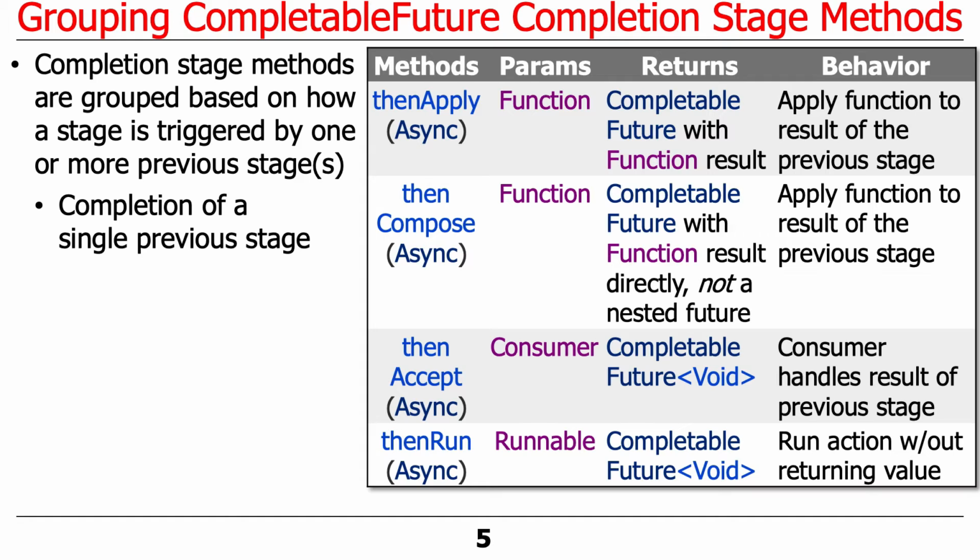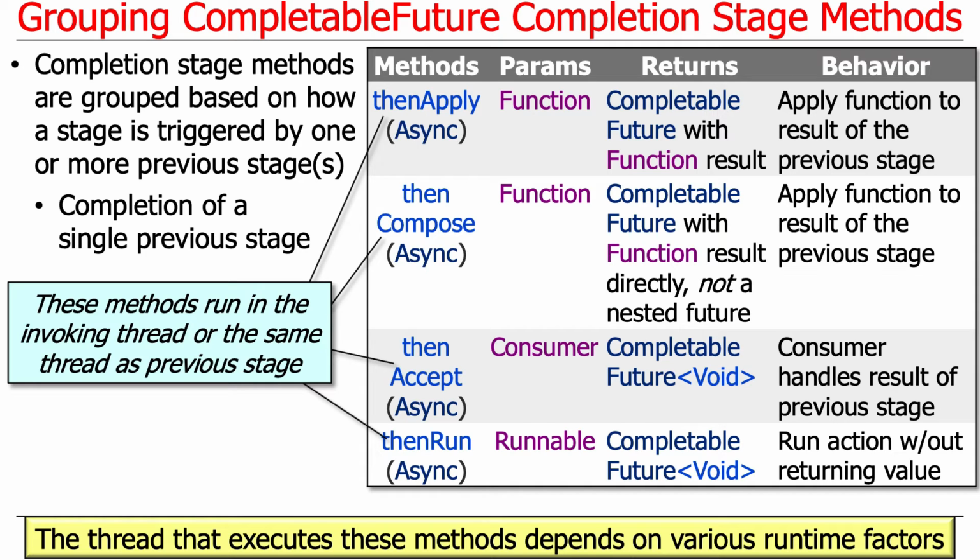I want to focus on the big picture view right now without getting caught up in the nitty-gritty of the details. The big picture view is there's two different sets of these methods. Some are like then apply, then compose, and so on. And then there's also these other variants. And so the then apply, then compose, then accept, and then run methods will run in the invoking thread or in the same thread as the previous stage. And it depends on various factors as to which ones they do. So these are one way of doing things.